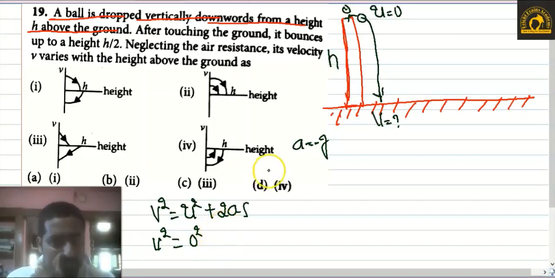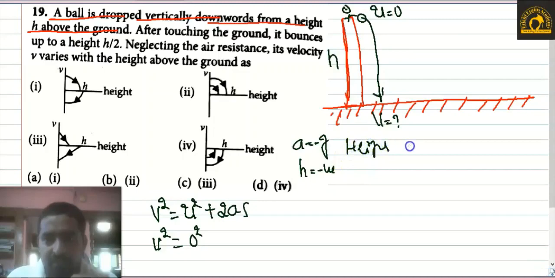So then h, the height, is also what? Negative, because the height decreases with respect to the time. Let's see, when the ball is dropped towards the ground, the height decreases. Finally, the height is how much?